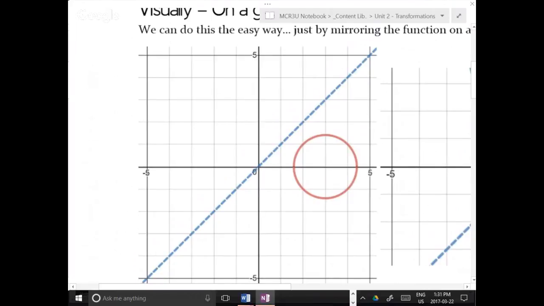This is the line y equals x. Hopefully everyone can recognize that. The line y equals x just means that it starts at 0, 0. If x equals 1, y equals 1. If x equals 2, y equals 2. So it gives us a nice diagonal line with a slope of 1. That's comfortable for everyone? Sending us way back to grade 9 math.